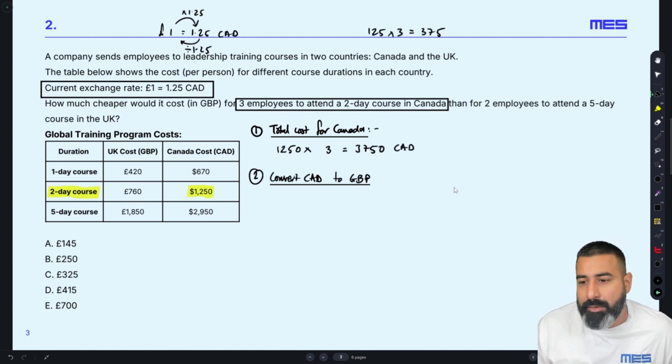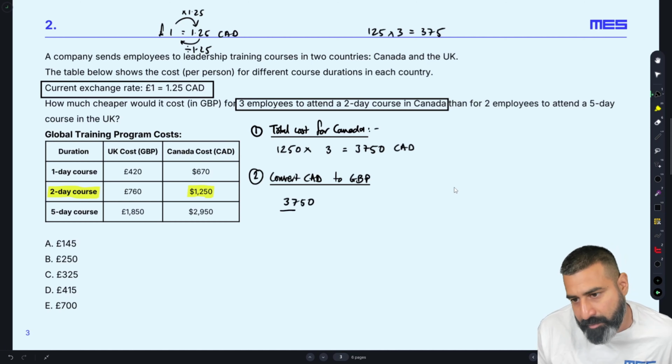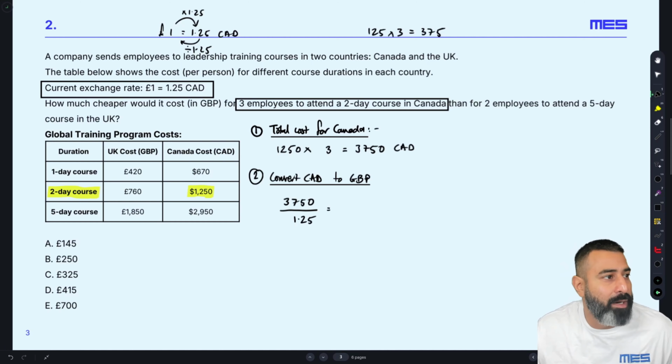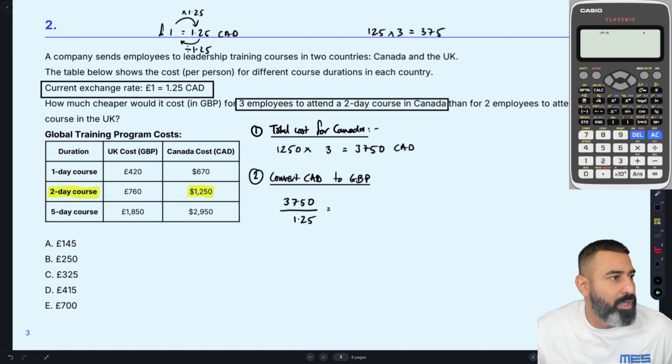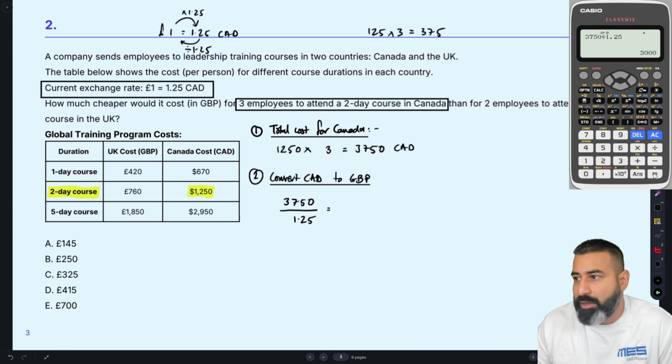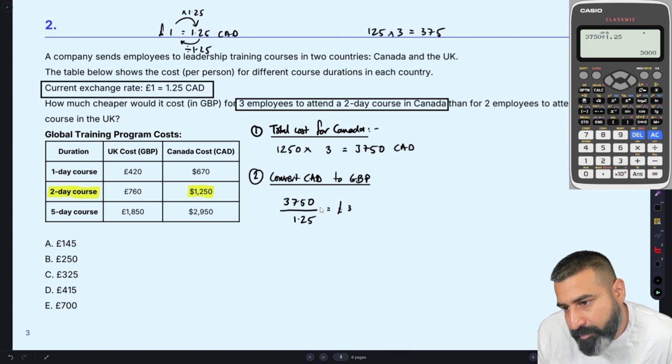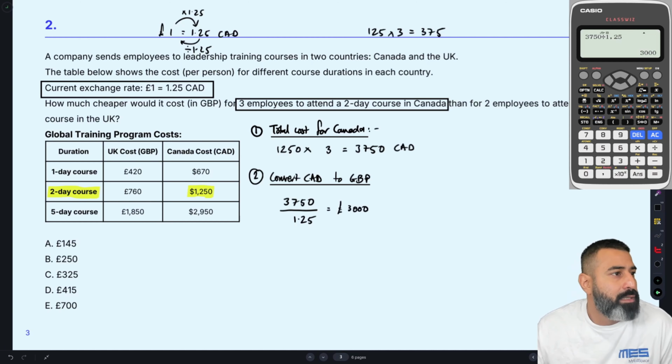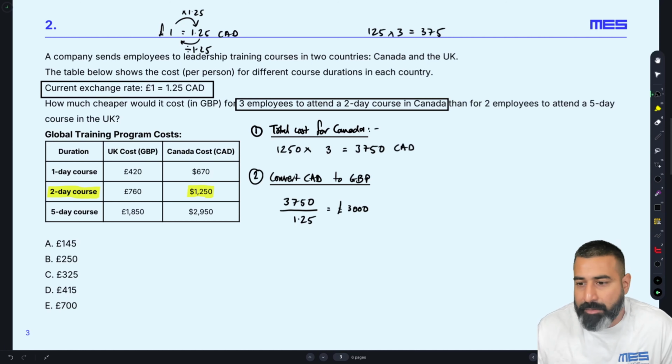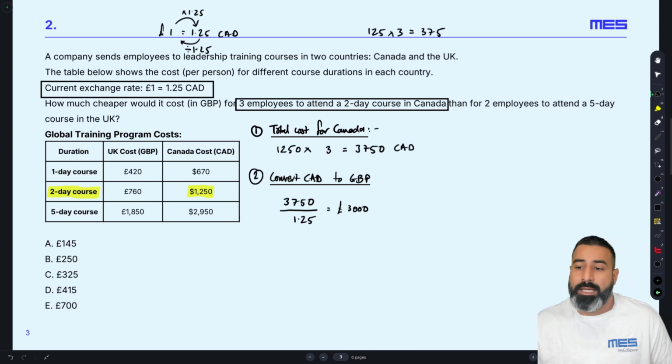So this could be where a calculator is handy, I would say. So what we're going to do is 3750 divided by 1.25. You can do this mentally, but a bit long. So get your calculator up. We are going to do 3750 over 1.25, which gives me 3,000 pounds. Okay, cool. Done. Get rid of my calculator. So we know that cost. So the total cost for the Canadian trip in pounds is 3,000.